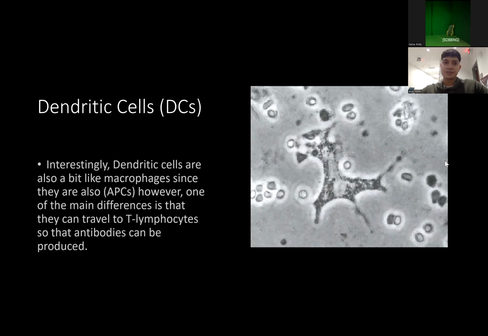As for dendritic cells, otherwise known as DCs, they are a bit like macrophages, since they are also APCs, otherwise known as antigen-presenting cells. One of the main differences, however, is that they can travel to T lymphocytes so that antibodies can be produced.